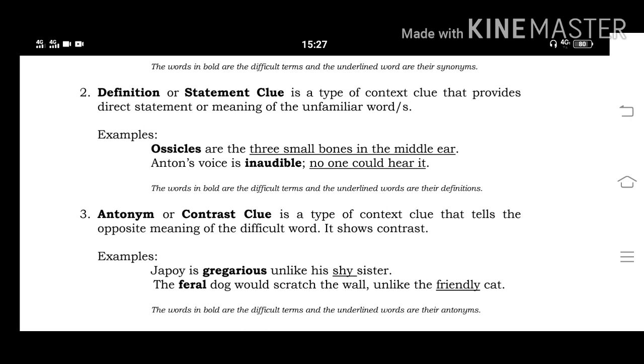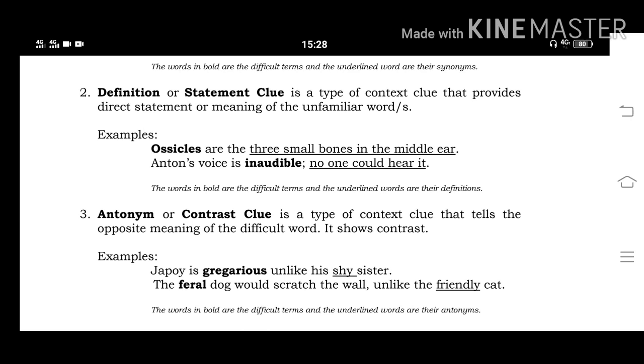Examples. Ossicles are the 3 small bones in the middle ear. Ano daw ang ibig sabihin ng ossicles? Ayan, nagbigay siya ng meaning. Kaya, definition. Ang definition ng ossicles ay 3 small bones in the middle ear.